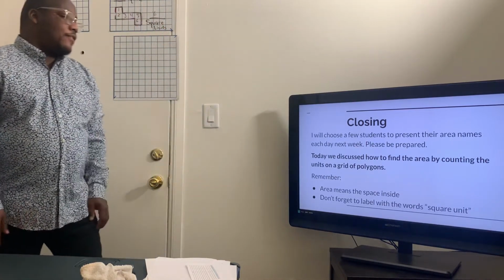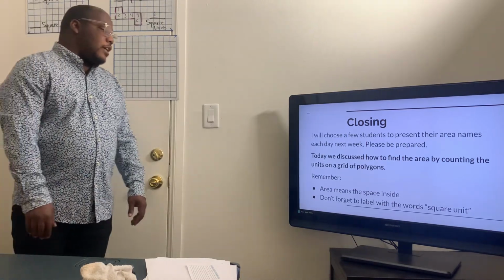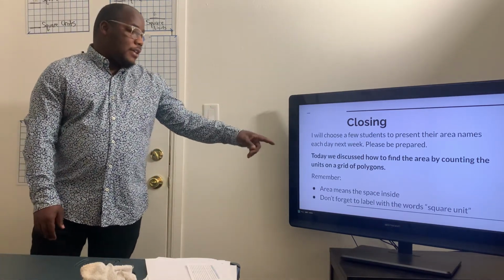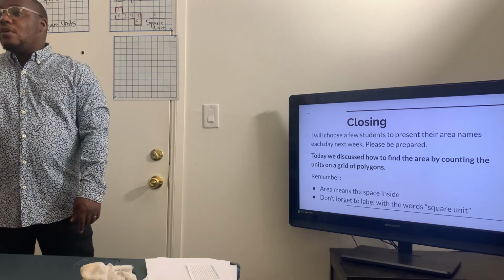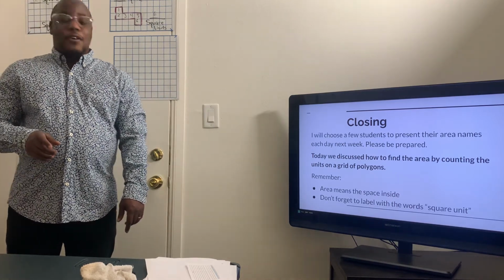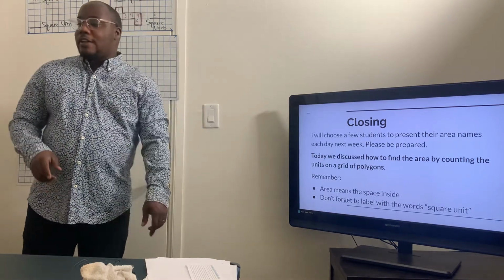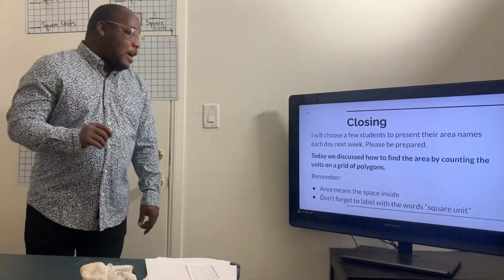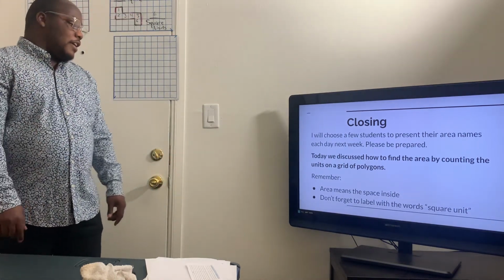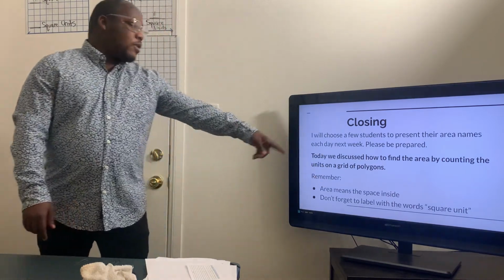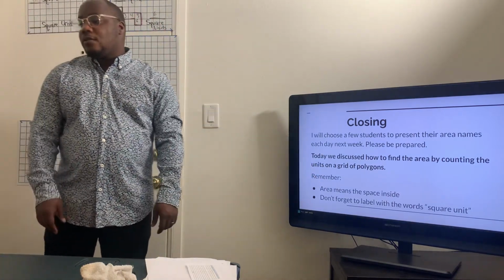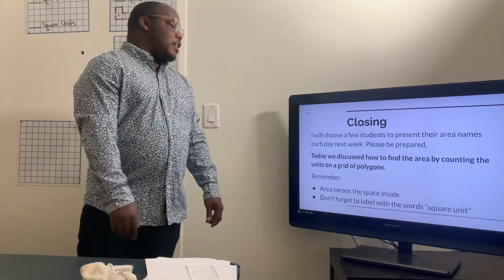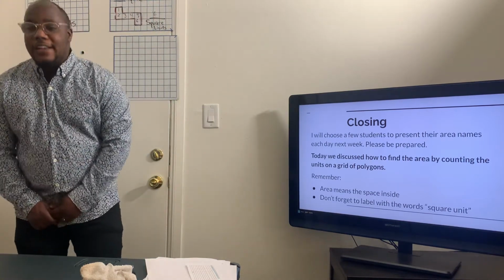Today we discussed how to find the area by counting units on a grid of a polygon. Remember, area means the space inside what? What does area mean? You gotta remember, I didn't fill it in on purpose. What is area? Let me hear you, class. The space inside the shape. Good. And don't forget to label with word. What do we label after we find the total number? Square unit. Yes, square unit. Good job. You guys did a fantastic job today.